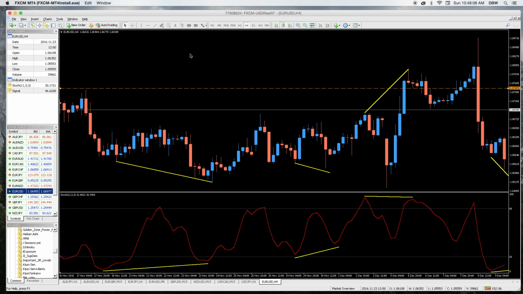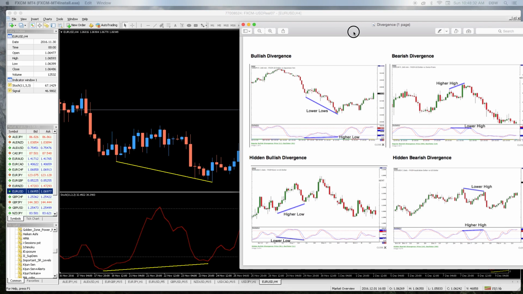So first, over here we have a euro dollar 4-hour chart showing divergence in several different places, and for these we can use our cheat sheet over here to figure out what it is. The first one is our standard bullish divergence, with price going lower on the chart and higher on the oscillator.